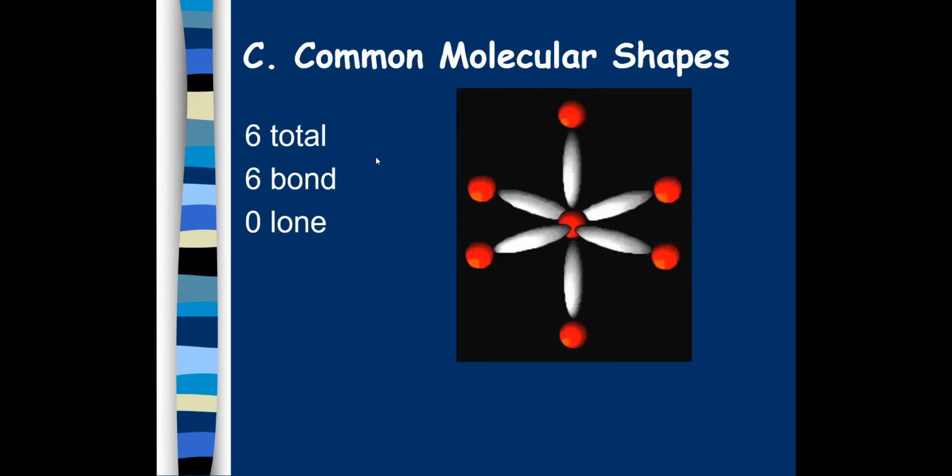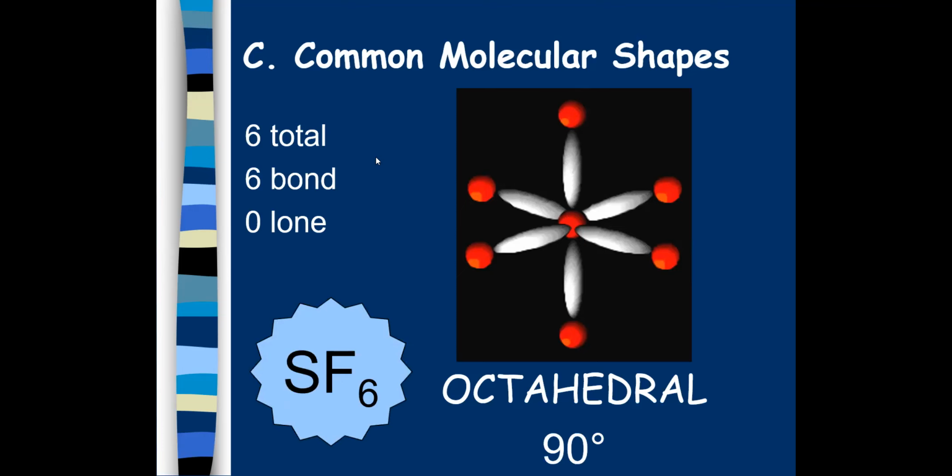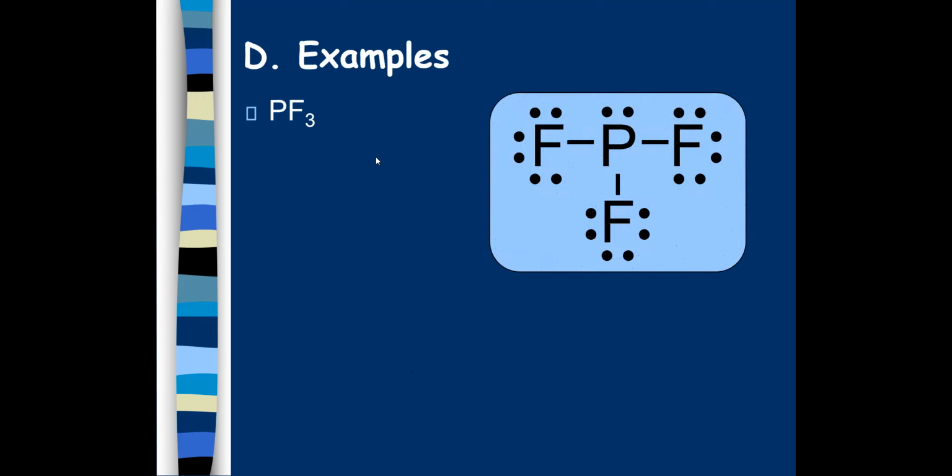Another one is a 6-bond shape, and this one is known as octahedral because it makes 8 sides. And this one is all 90 degrees. An example is sulfur hexafluoride. Okay, so let's look at these.